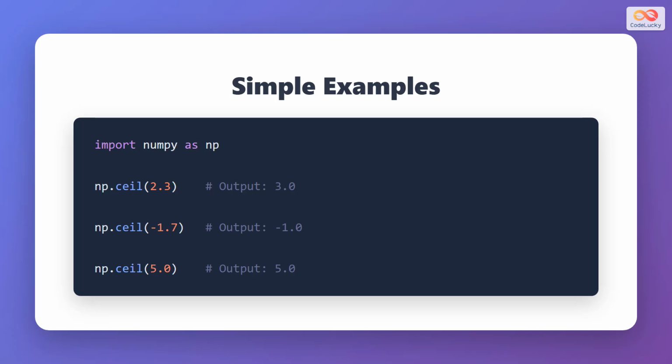Let's look at some simple examples to see how ceil works in practice. First, we import NumPy as np. When we call np.ceil with 2.3, it returns 3.0, rounding up to the next integer. With negative 1.7, it returns negative 1.0, which might seem counterintuitive, but remember, negative 1 is greater than negative 1.7. Finally, np.ceil of 5.0 returns 5.0, because it's already a whole number.